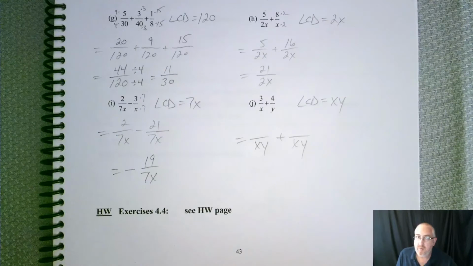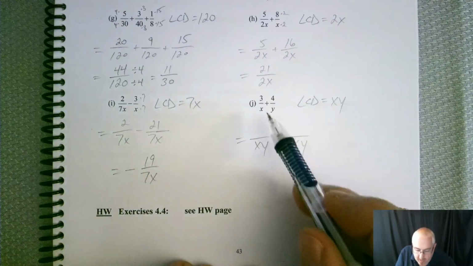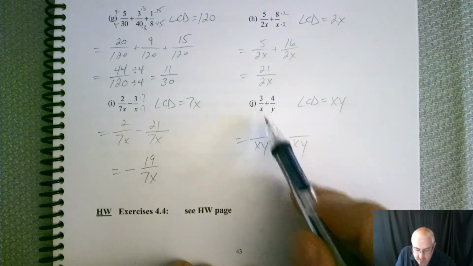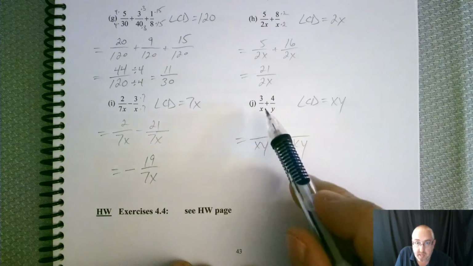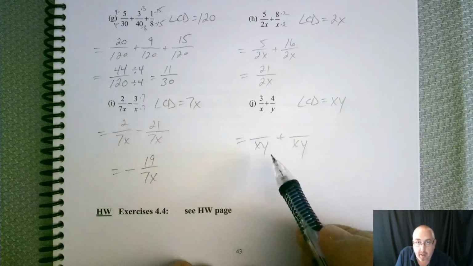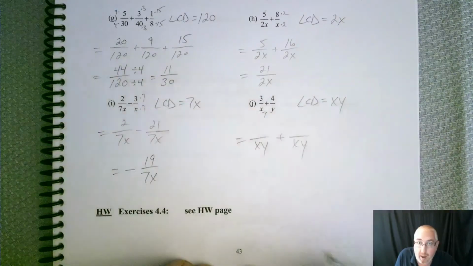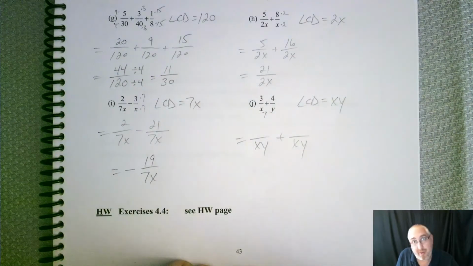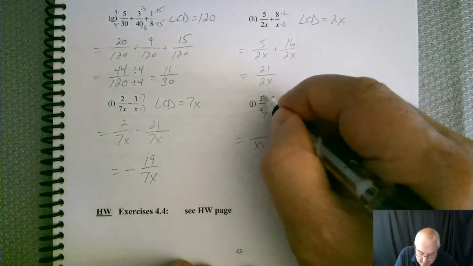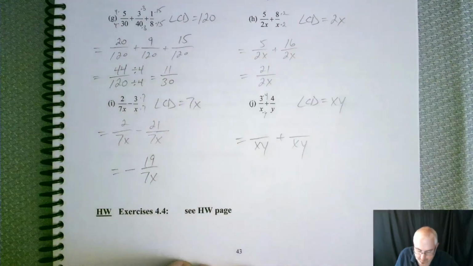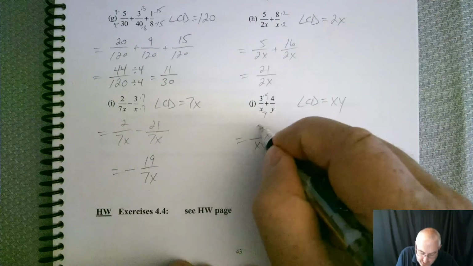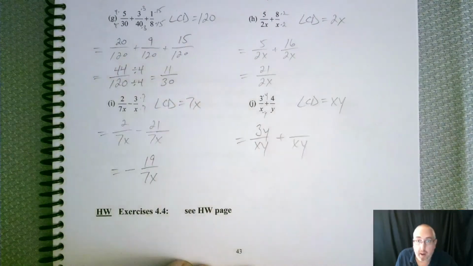But now let's be careful about the tops. So how did we actually change this into that? Change that x into an xy. We have to multiply it by y. But if you multiply the bottom by y, you have to multiply the top by y. So the top is going to change to 3y.